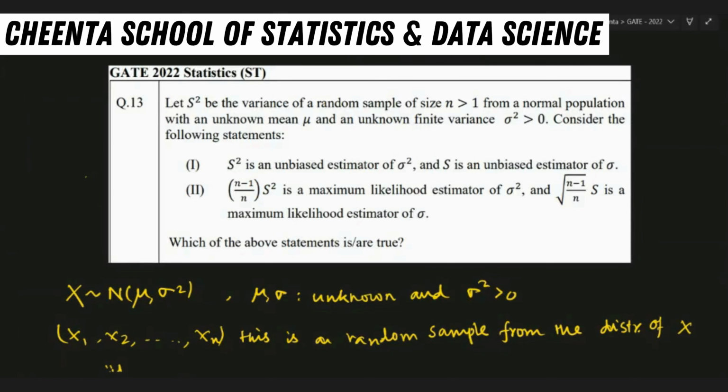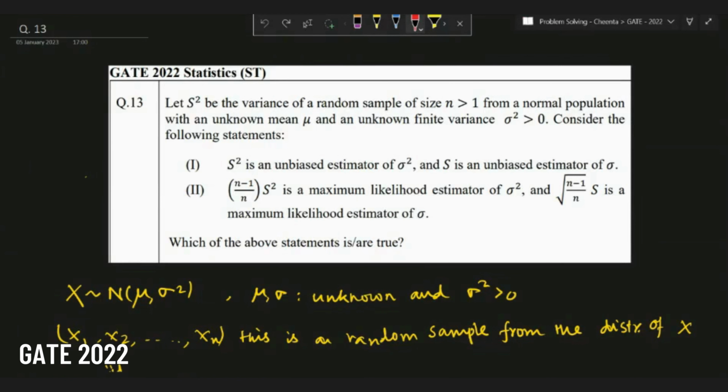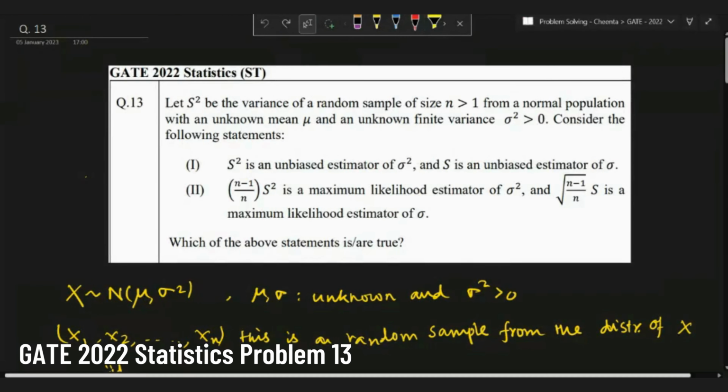Today we will be doing the problem from GATE 2022 Statistics paper, question number 13. The problem says to check whether S square is an unbiased estimator of sigma square and S is an unbiased estimator of sigma, where S square is the sample variance.